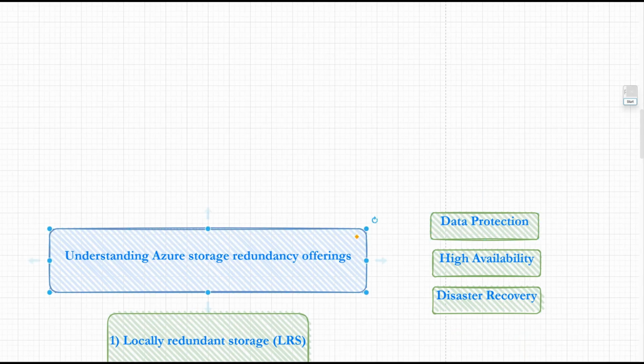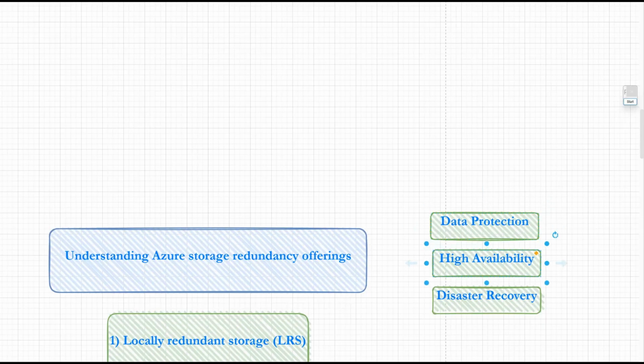The key purposes of storage redundancy: first would be data protection, because redundancy safeguards your data from unexpected events, such as, for example, hardware malfunctions or data center outages. It maintains multiple copies across various locations. So data protection is the main key purpose for this redundancy offering.